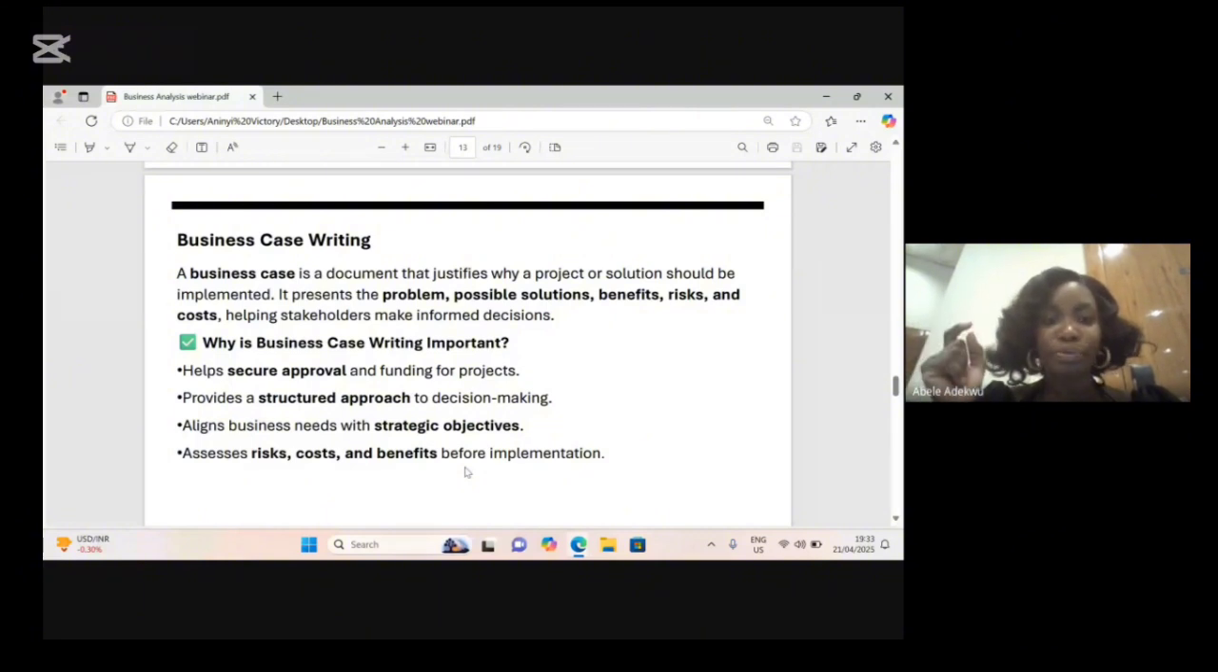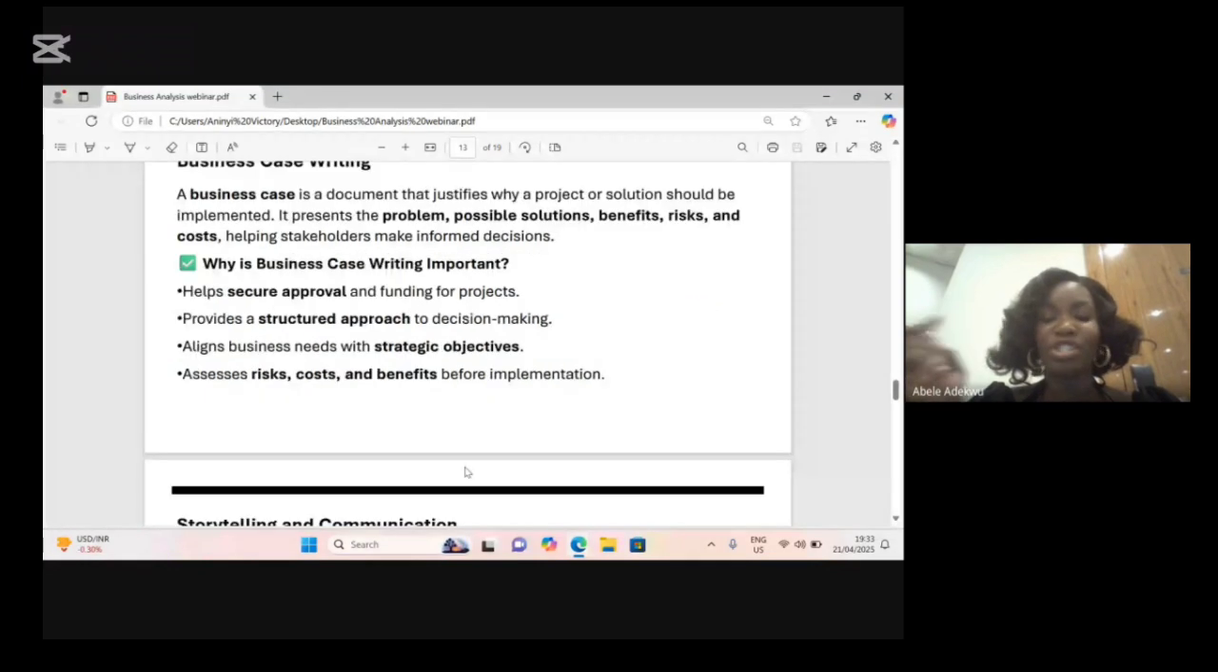It helps us to identify a clear approach. It helps us to provide a structured approach to decision making. Because if everything is clearly written, the benefits, the problems, the solutions, you are able to make better decisions in terms of the project. And also, it helps us to align business needs with strategic objectives. It helps us not go out of scope and do things that are not within scope. It makes us stay accountable, makes us stay focused on the particular thing, and helps us to meet the objectives more effectively. And also, it helps to assess the risk, costs, and benefits before implementation.